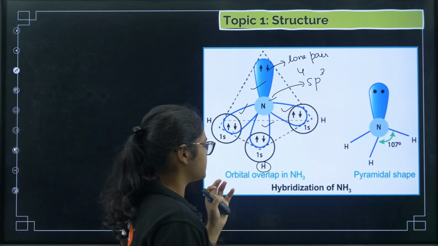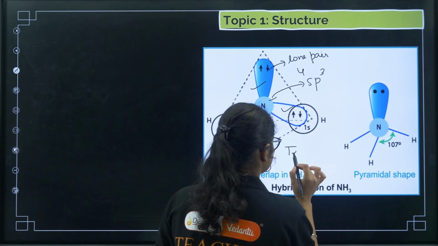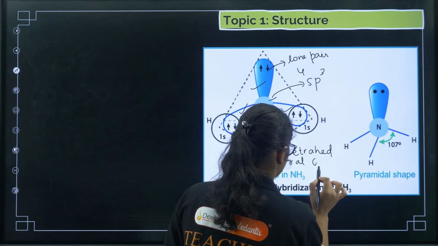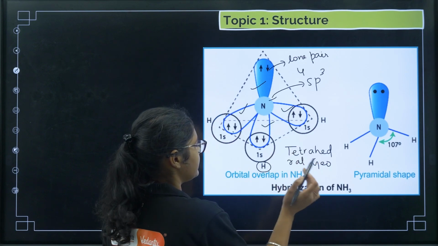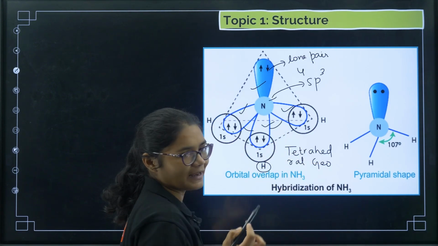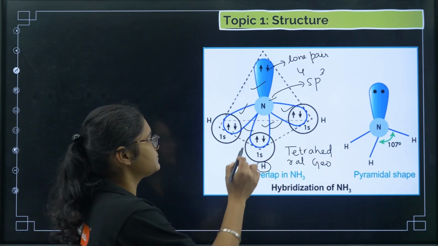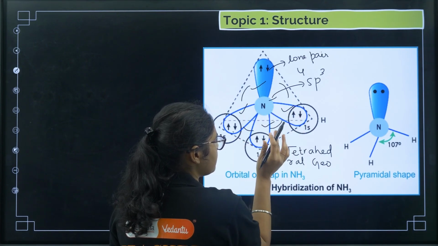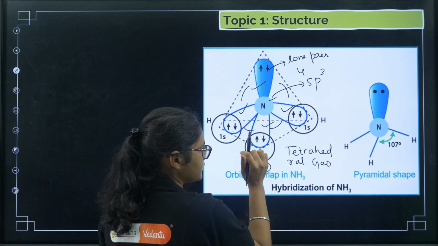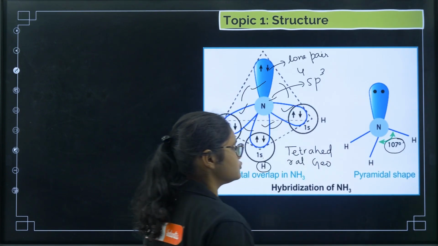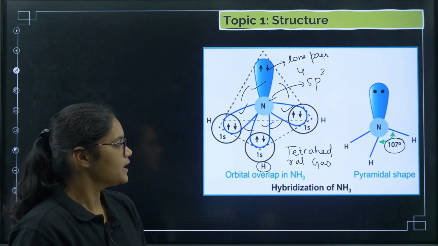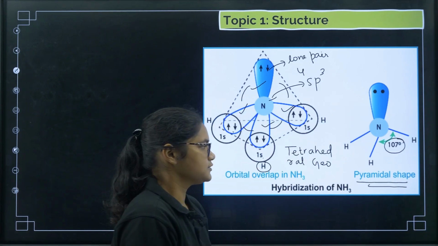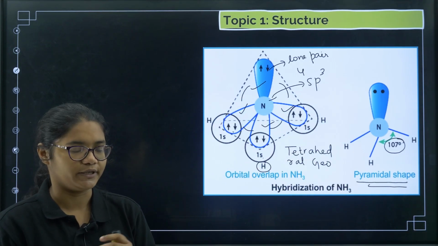Now what is the structure of this? This is your tetrahedral geometry. Generally in a tetrahedral structure, the bond angle is 109 degrees, right? Now due to the presence of this electron pair, there is repulsion, and due to the repulsion, these bonds come closer to each other and the bond angle reduces to 107 degrees. So the geometry is tetrahedral but the shape is pyramidal. So that is all about the structure of ammonia.